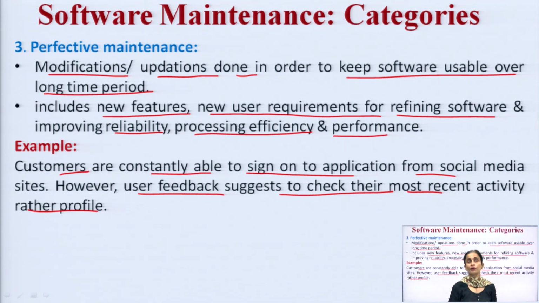That means these new features are being added to the software. That is perfective maintenance. So, that is the third kind of maintenance, meaning adding new features or new requirements, to refine my existing software and increase its reliability, efficiency and performance.